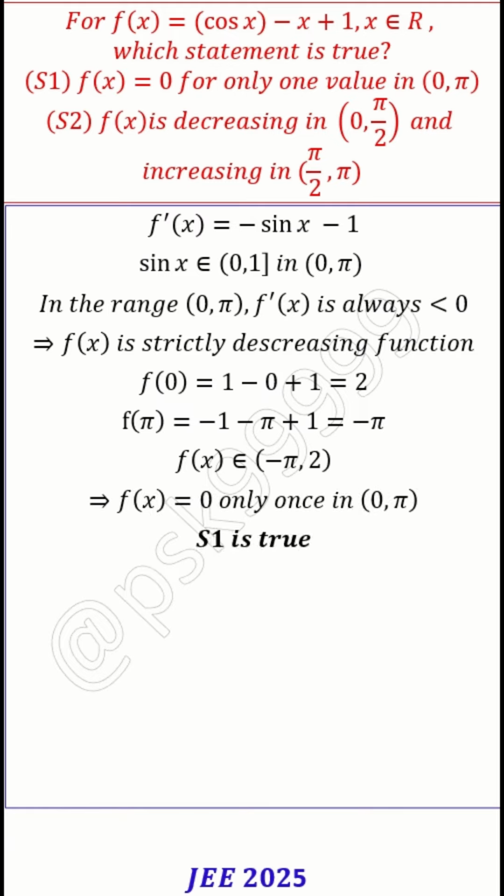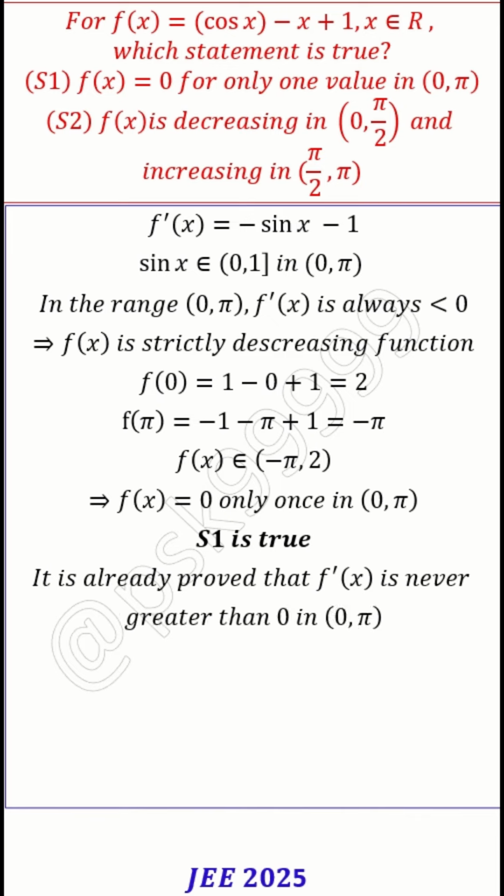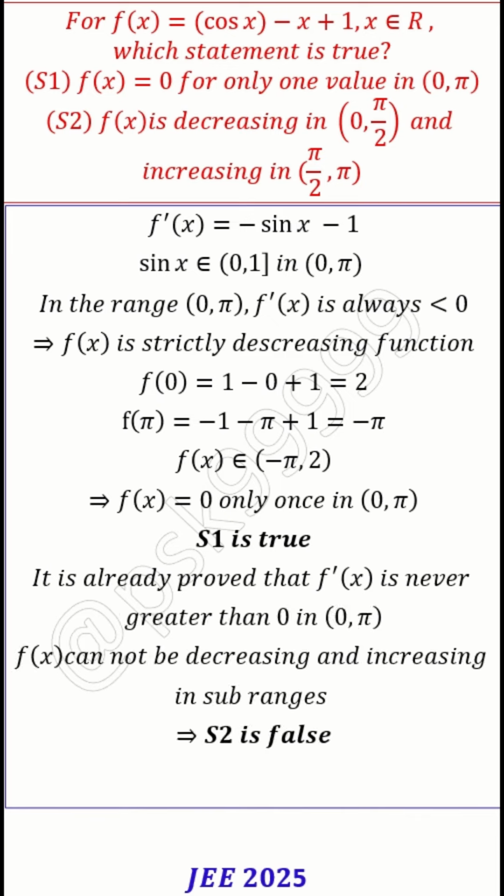My statement 1 is true. Now statement 2, because statement 1, if you see, this is a strictly decreasing function, okay, so it will only decrease. So it cannot be like decreasing from 0 to pi by 2 and then increasing from pi by 2 to pi. That is not possible, correct, because we already proved that this is strictly decreasing, which means s2 is false. Okay, so statement 2 is false. So only statement which is true is s1. Only s1 is true. That's the answer.